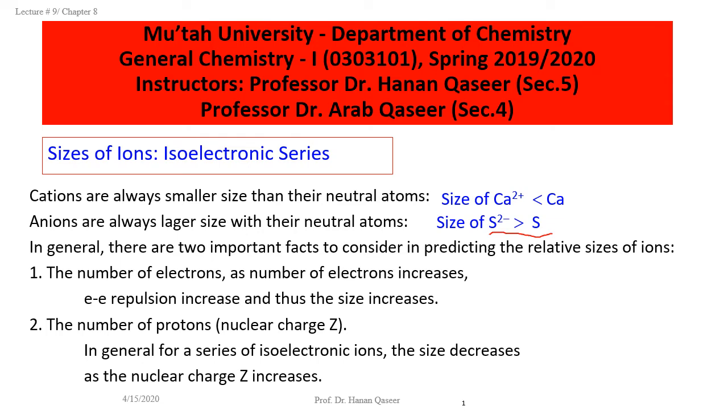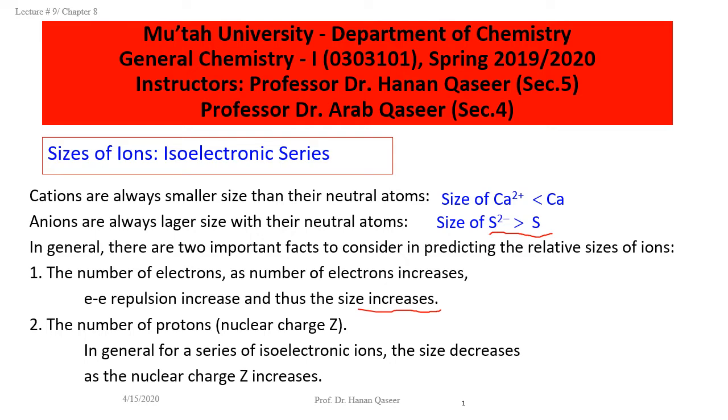In general, there are two important facts to consider in predicting the relative size of ions. Number one, the number of electrons. As the number of electrons increases, electron repulsion increases, and thus size will increase. This is the first thing. يعني بزيادة عدد الإلكترونات في الذرة بزيد التنافر بين الإلكترونات، وهذا يؤدي إلى زيادة الحجم.